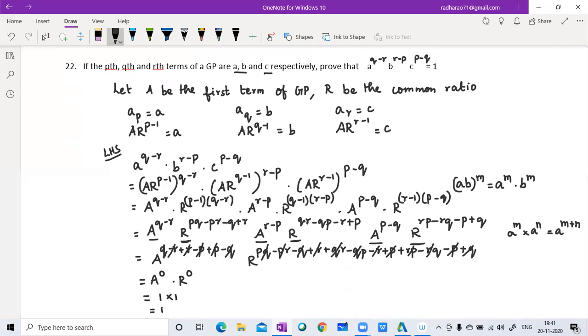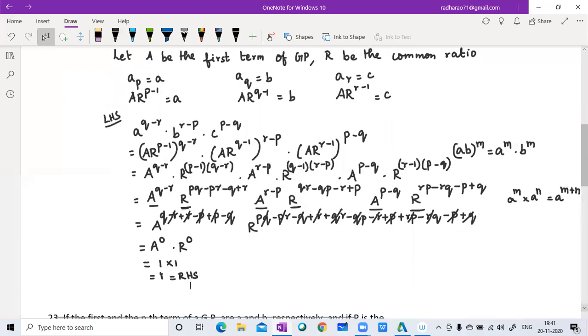And what are you supposed to prove? a^(q-r) × b^(r-p) × c^(p-q) = 1. That is what we got here. That is nothing but your RHS. So we have proved LHS is equal to RHS. Is it clear, children? Let us move on to the next sum.